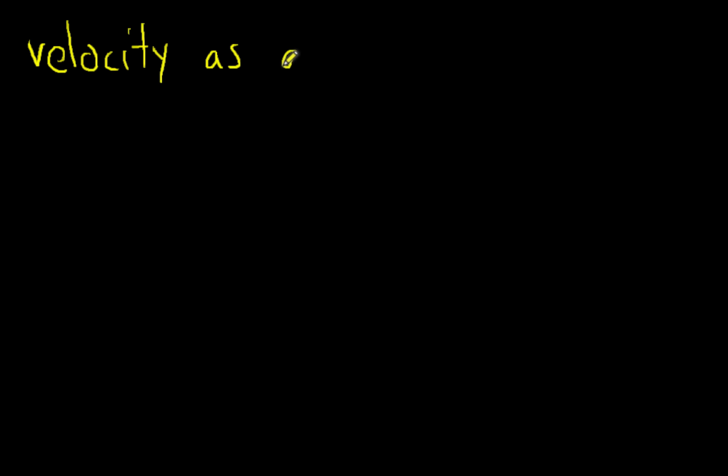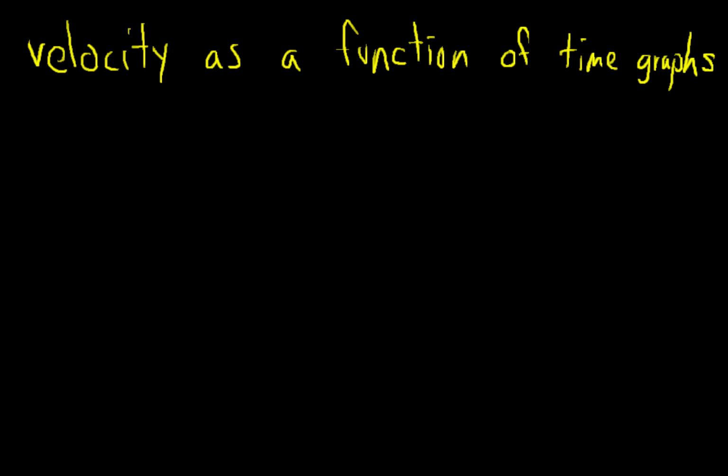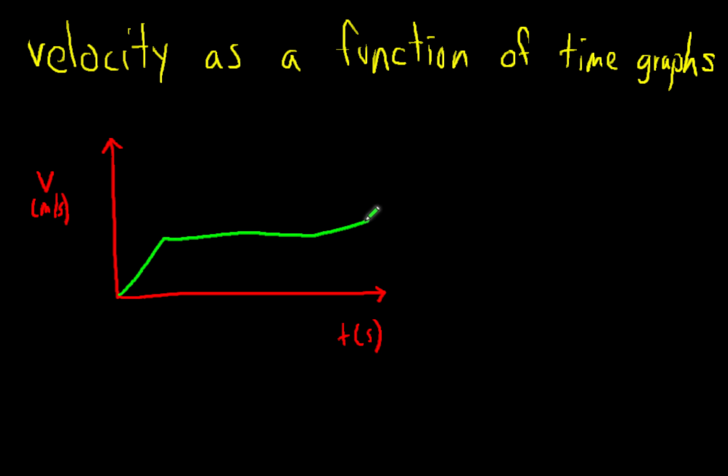We're also going to look at what tangent lines mean in terms of velocity as a function of time graphs, or v versus t graphs. So if we look at a v versus t graph that involves a linear shape and a curved shape, we recall that the linear graph means that we have a constant acceleration. And the slope of this linear graph is the acceleration of the object.